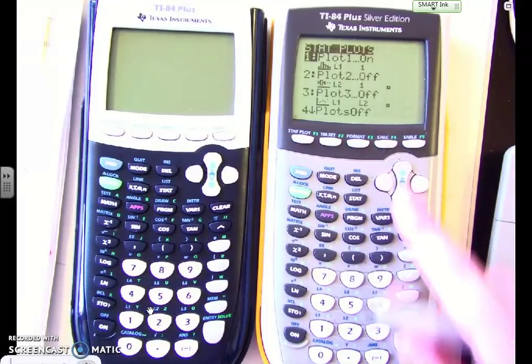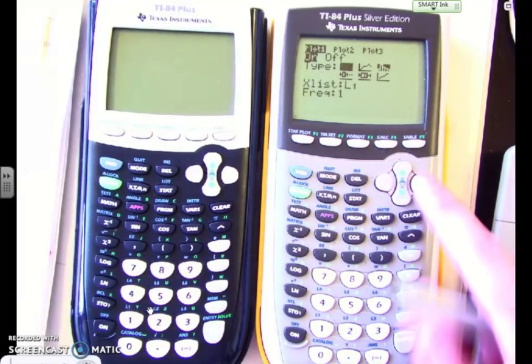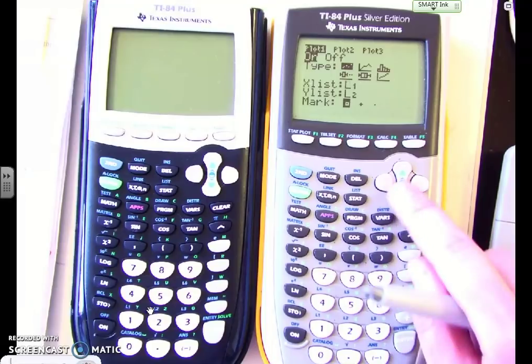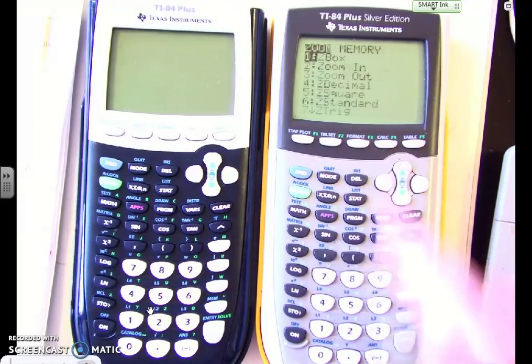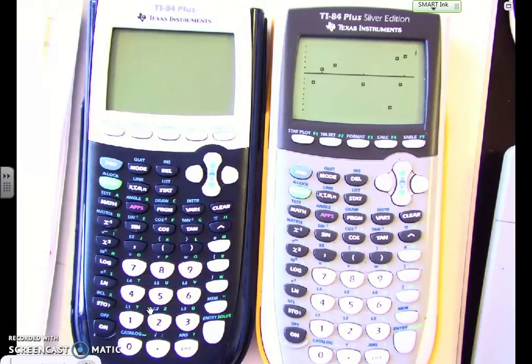So I'm going to do a scatter plot of list 1 against list 3, which is the residuals. So all I got to do is Zoom 9 there, and there's your residual plot. As long as there's even scatter, which to me there looks like even scatter, that's what we need.